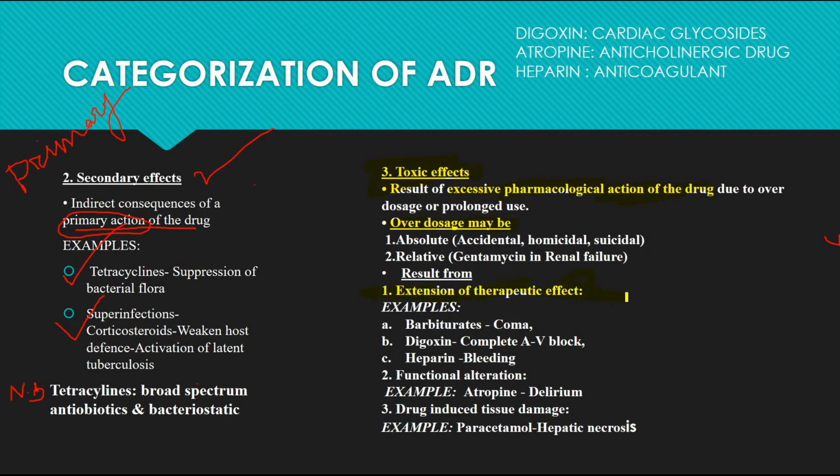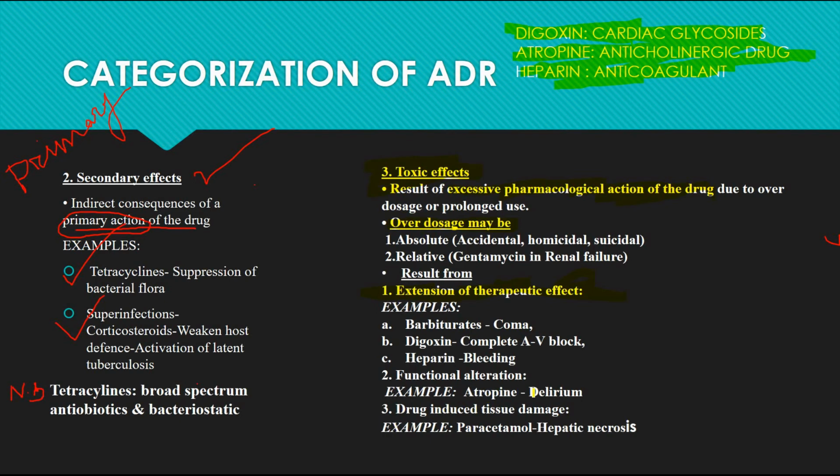And here the examples are barbiturates. Barbiturate is a type of sedative hypnotic. Digoxin is a cardiac glycoside. So this is the highlighting point. Here are the types of drugs that I have highlighted: the cardiac glycoside, the barbiturates, digoxin, and heparin. Heparin is an anticoagulant.